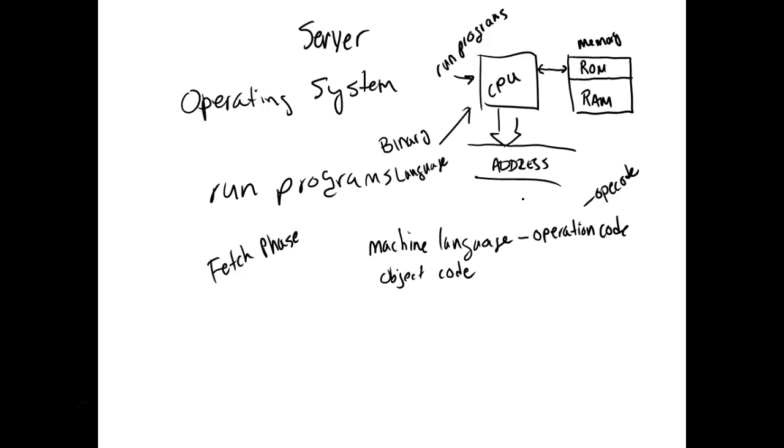Then it switches into what we call the execute phase. And it's kind of blurred on today's computers. In the execute phase, it does what the opcode told it to do. And then once it gets through with the execute phase, it switches back again to the fetch phase and looks for another opcode. Then it switches to the execute phase and does what that opcode told it to do. And it's just constantly back and forth.